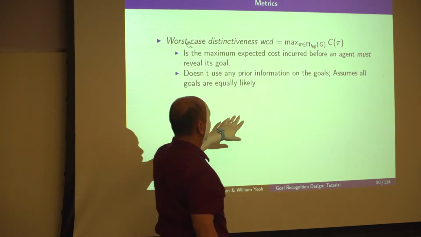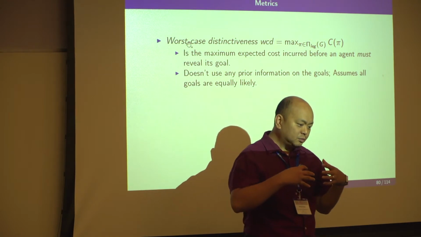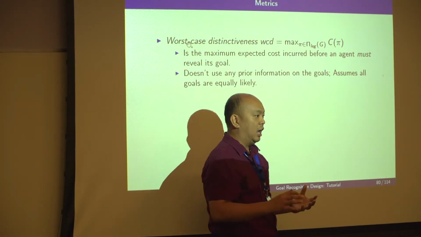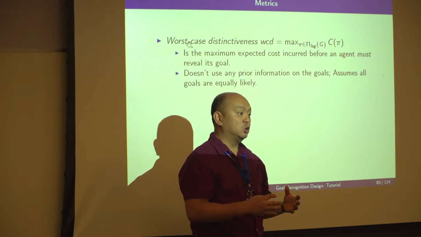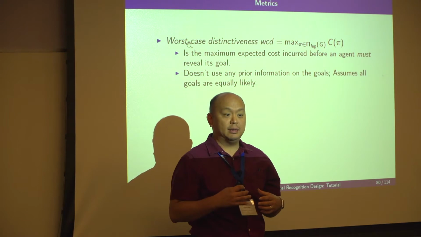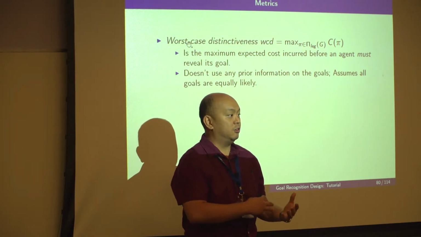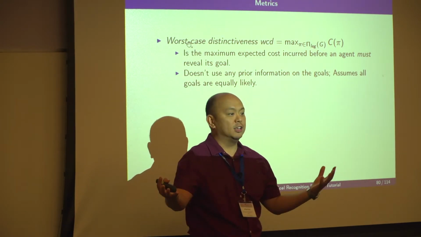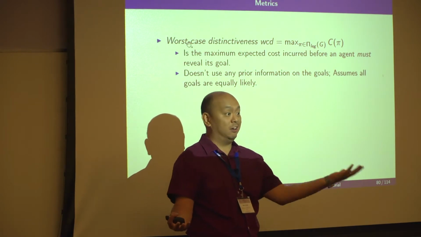So now you look at the set of all possible legal policies or optimal policies that are not distinctive, that are ambiguous. And the WCD then is the maximum over the cost of all these policies. So if you have two policies, one is cost 5, one is cost 2, both of them non-distinctive, maybe for different reasons, then the WCD is 5.